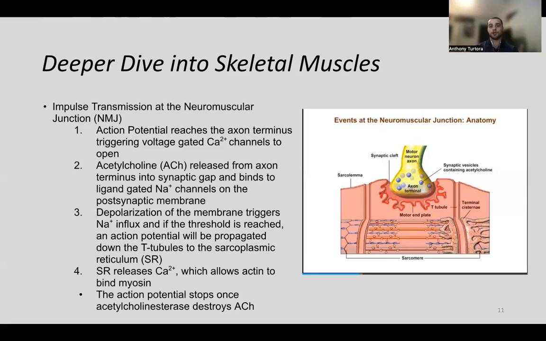If this does occur, then the depolarization will propagate down the T tubules here, which are just invaginations of the membrane. And once that reaches the sarcoplasmic reticulum, that is going to release calcium, and that allows actin to bind to myosin and then cause muscle contraction. And then the action potential will stop once acetylcholinesterase destroys acetylcholine.